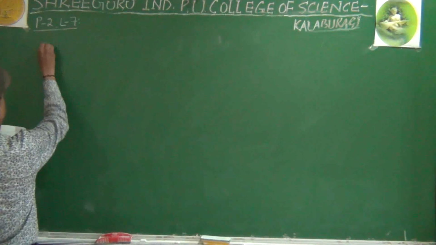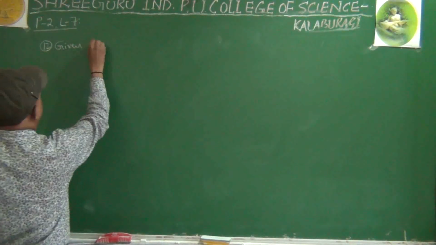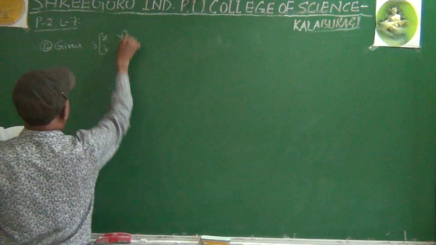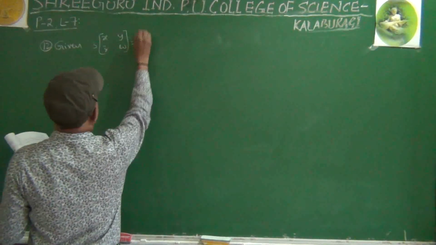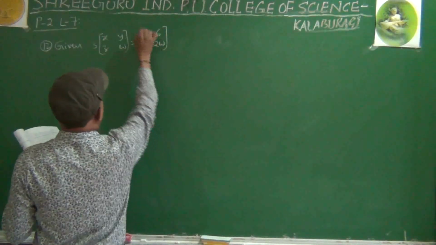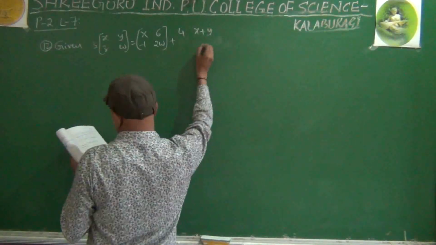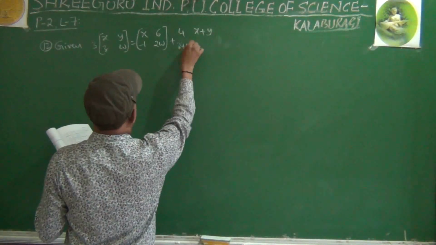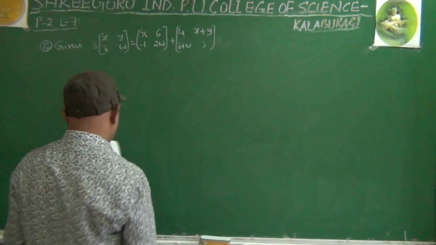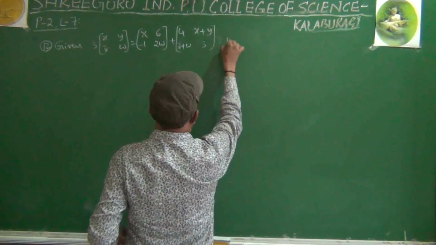Question number 12. Given 3 into the matrix x, y, z, w equals the matrix x, 6, minus 1, 2w, plus the matrix 4, x plus y, z plus w, 3. Find the values of x, y, z and w.